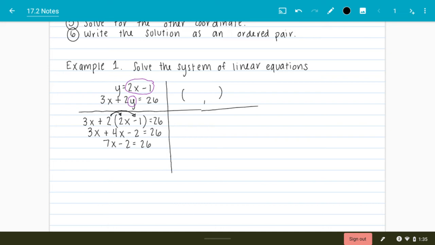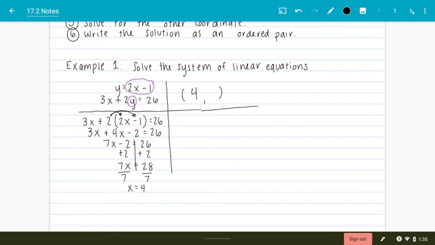Now it's just a two-step equation. So I'm going to need to add 2, add 2. Negative 2 plus 2 is 0, so that leaves me with 7x. 26 plus 2 is 28. Dividing by 7, dividing by 7. So x is equal to 4. So now I know that the x coordinate of my solution is 4. So I'm going to put that up there. Remember, my ordered pair is always x and then y.